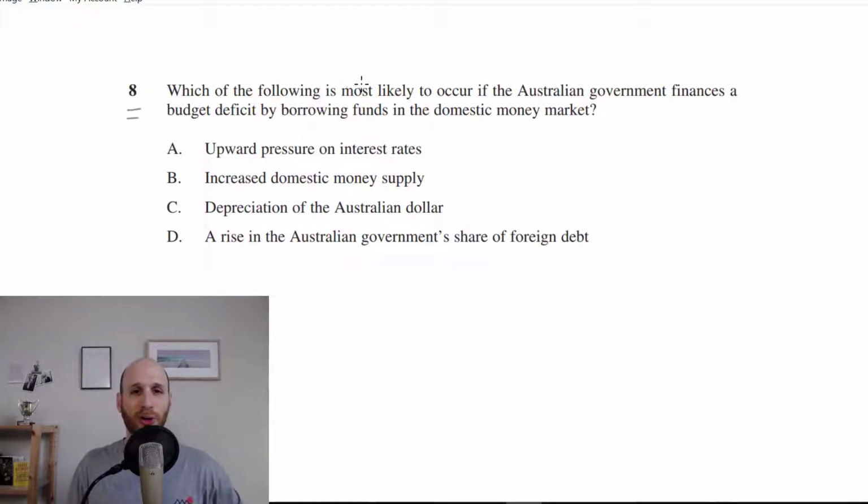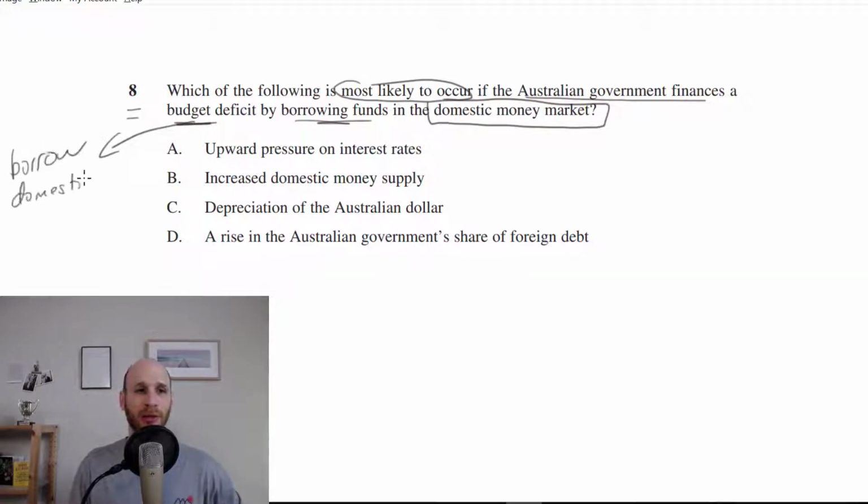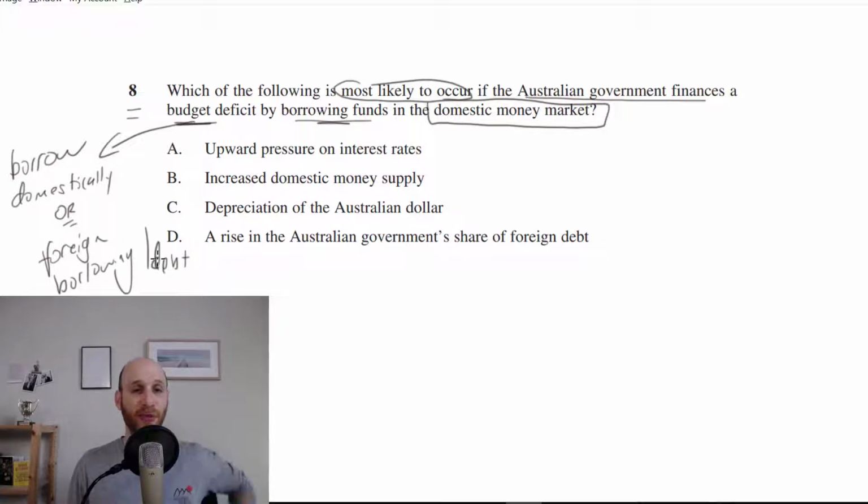Question 8. This reads, which of the following is most likely to occur if the Australian government finances a budget deficit by borrowing funds in the domestic money market? So remember that we can finance a budget deficit. So we can finance the deficit by borrowing from within Australia or from borrowing from overseas.